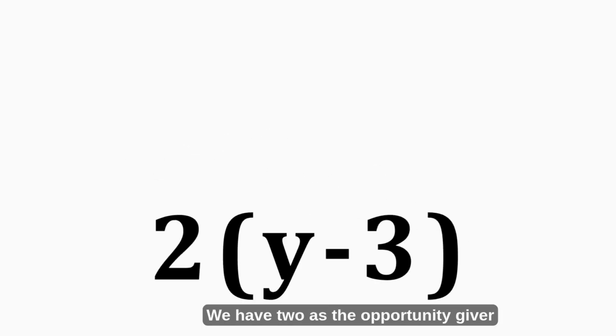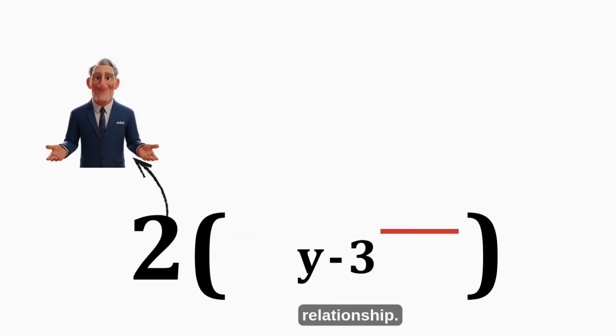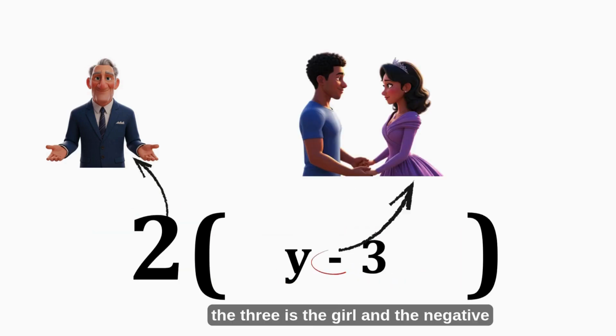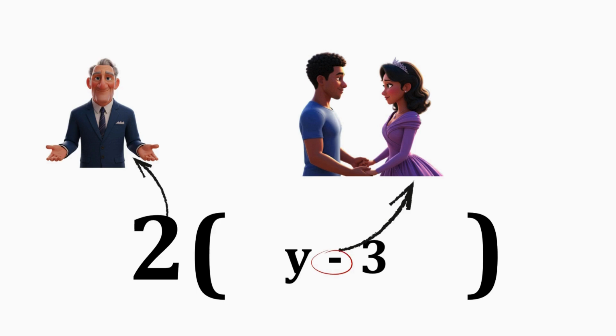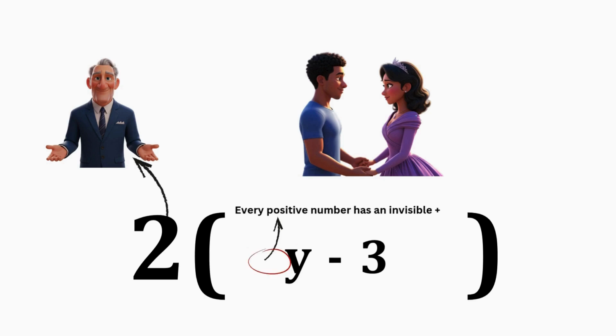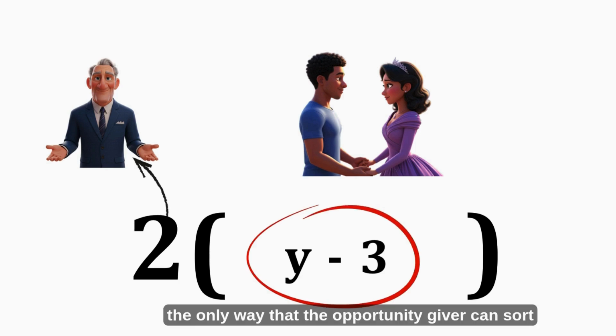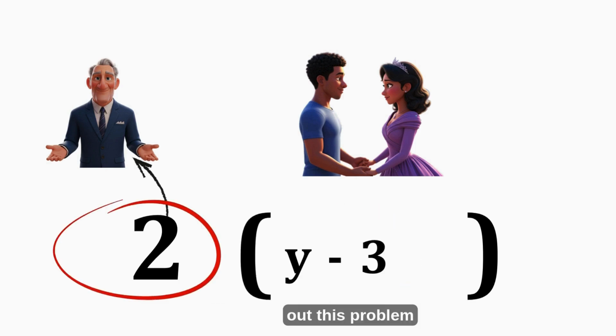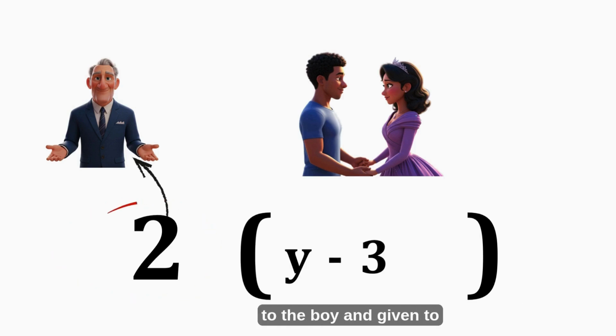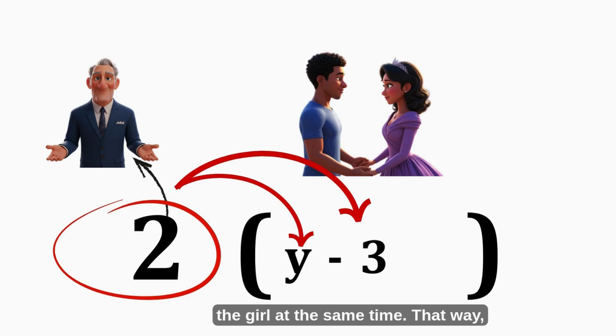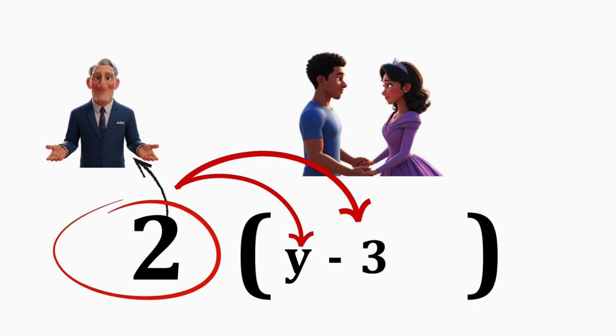We have 2 as the opportunity giver and y minus 3 as the relationship. So the 3 is the girl and the negative is the quality that the girl has to receive every single thing. Y is the boy and the plus, that is with the y, is the quality or the character or the nature of the guy to give always to the girl. The y and the negative 3 are existing together, that's the relationship, and they can't exist separately. So the only way that the opportunity giver can sort out this problem, where the guy is existing with the girl, he's not existing alone, is to ensure that the opportunity is given to the boy and given to the girl at the same time. That way the problem is going to be sorted out and case closed.